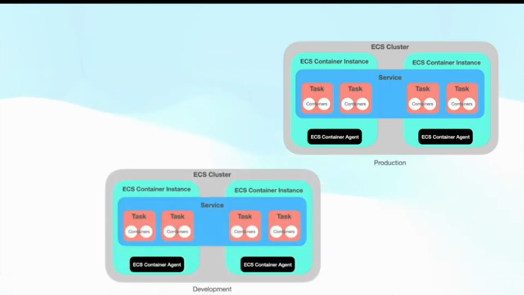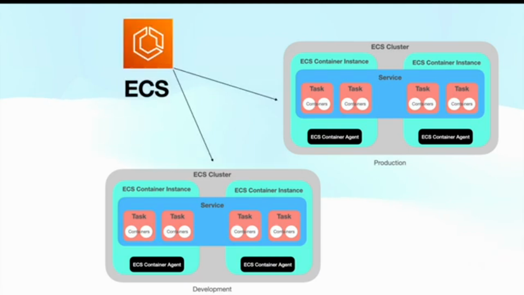Similarly, you can have multiple clusters defined in ECS. For example, if you have development, pre-production, and production environments, you can have multiple clusters and configure your pipeline to promote your workload.